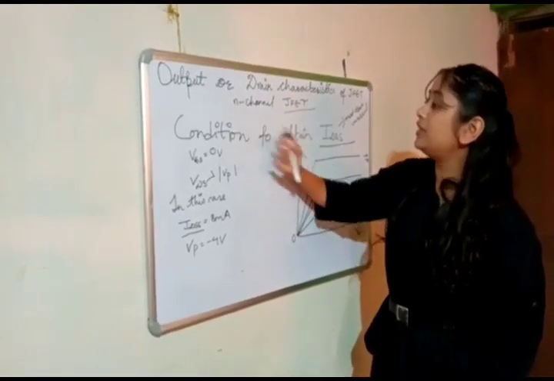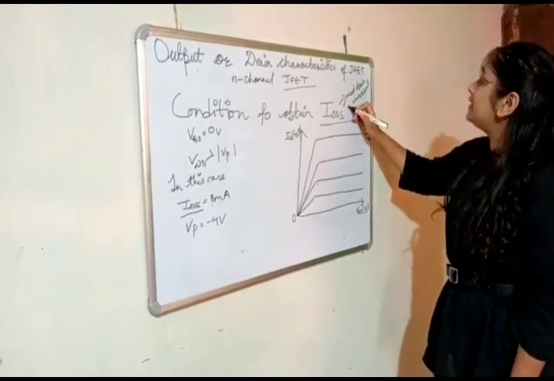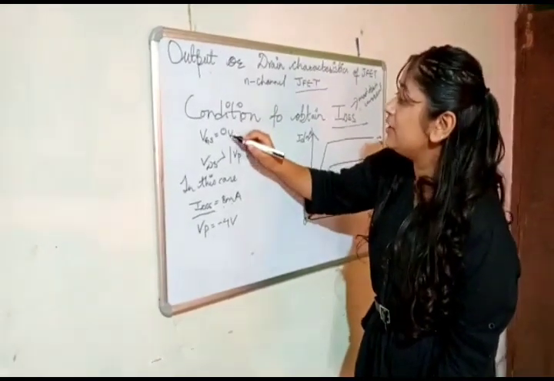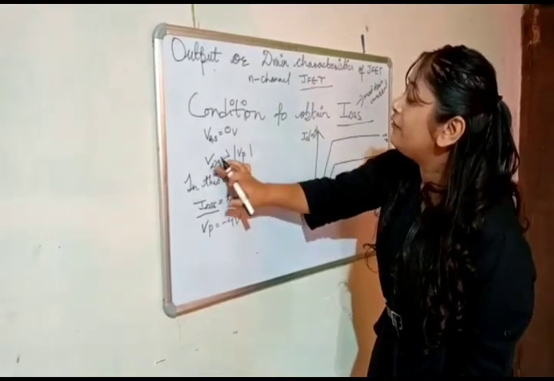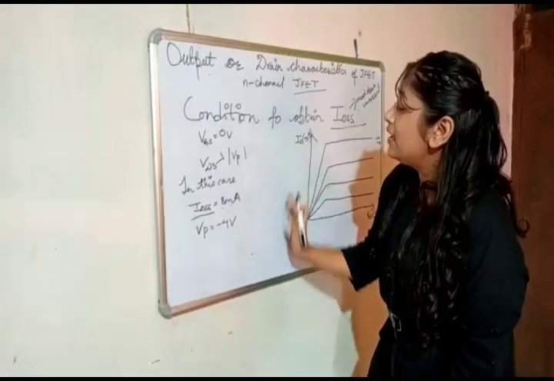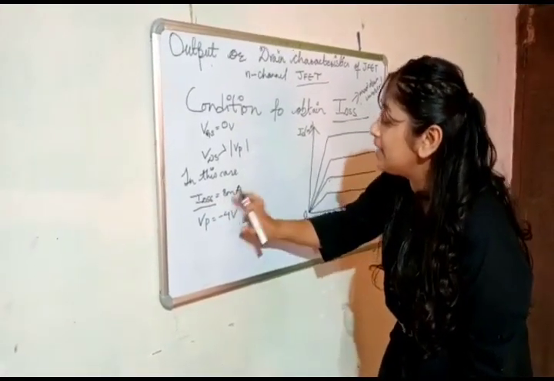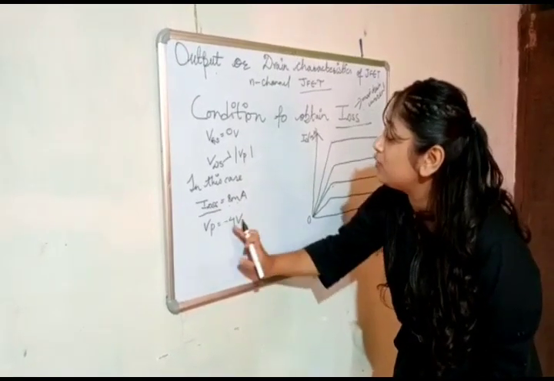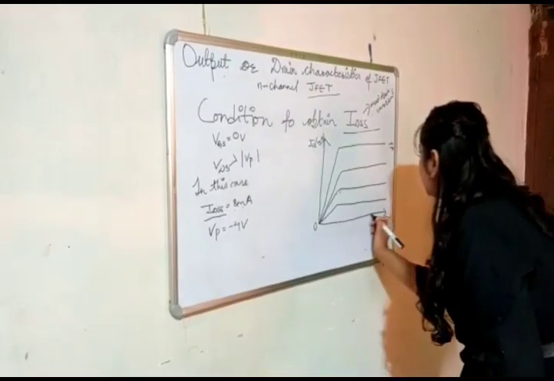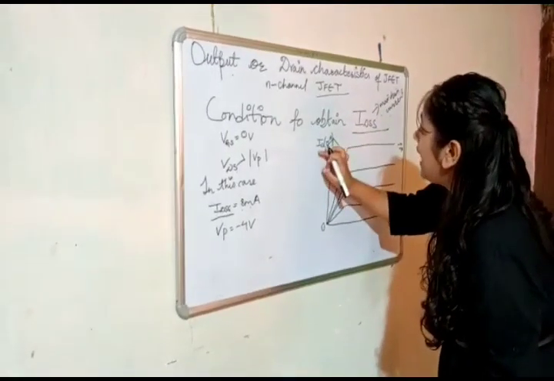Now let us talk about the condition to obtain IDSS. This IDSS is maximum drain current. To obtain this, VGS must be equal to 0 volt and VDS must be greater than the mod of VP. So in this case, IDSS is equal to 8 milliamps and VP is equal to minus 4 volt. In x-axis we will plot VDS and in y-axis we will plot ID.